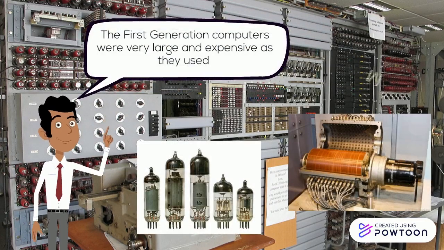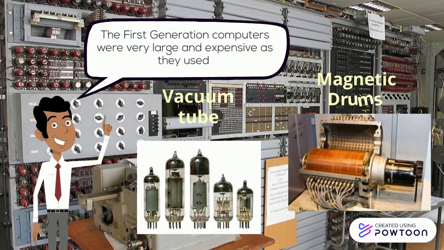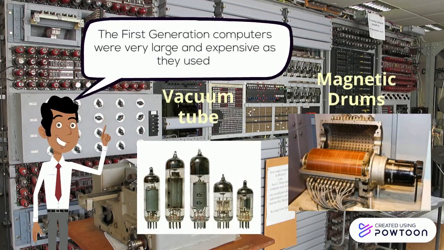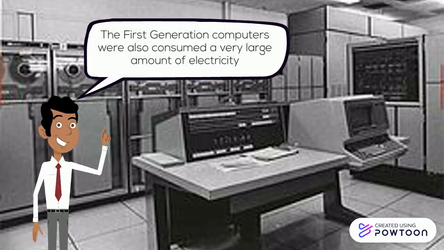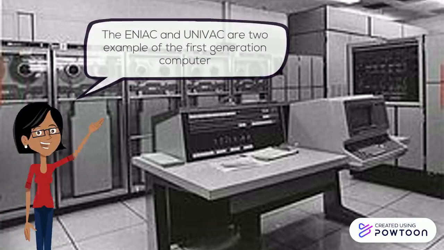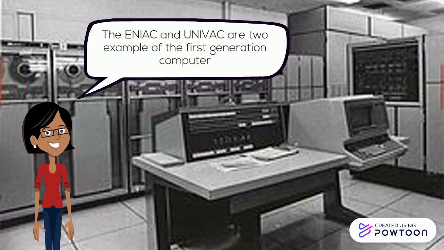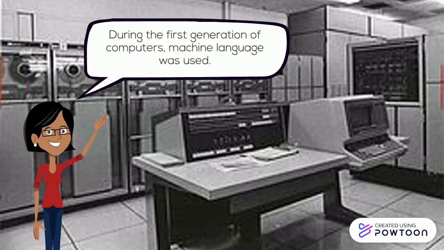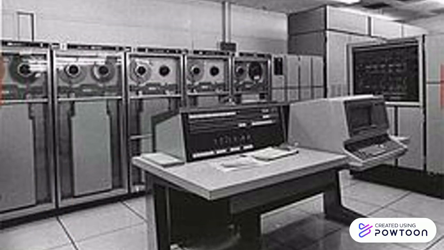The first generation computers were very large and expensive as they used. The first generation computers also consumed a very large amount of electricity. The ENIAC and UNIVAC are two examples of the first generation computers. During the first generation of computers, machine language was used.